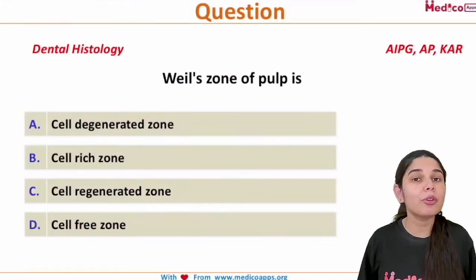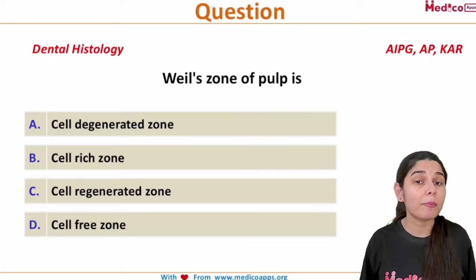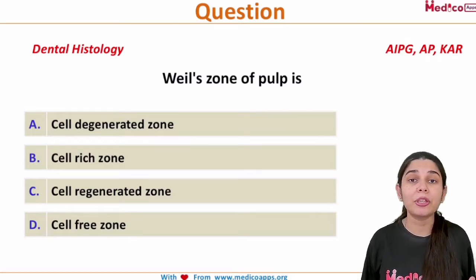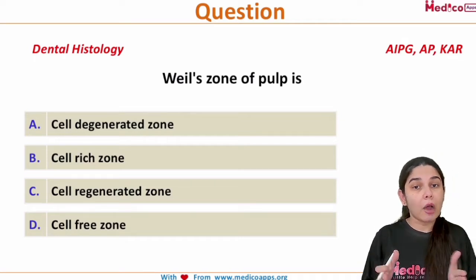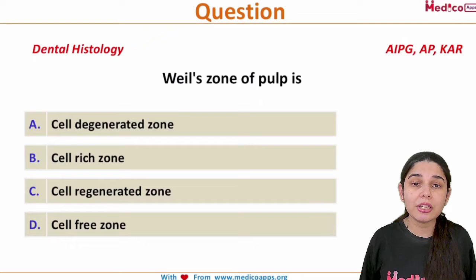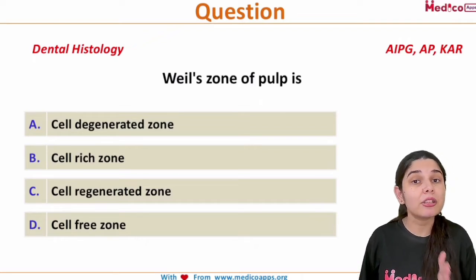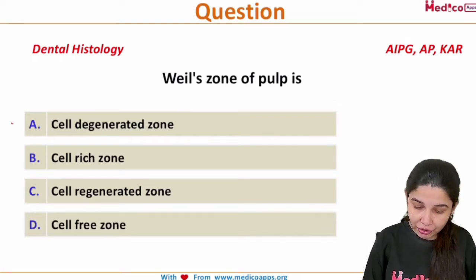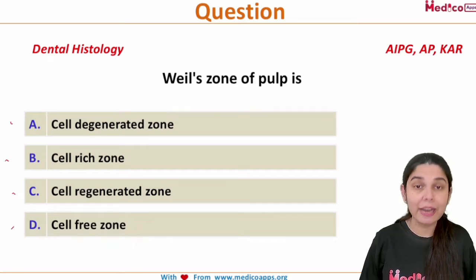So the MCQ here we are going to discuss is from the dental histology topic, and this question has been particularly asked in All India PG exam and also in the state PG examination. Now here the question asked is from the zone of pulp, and the question is Weil's zone of pulp is, and the options are cell degenerated zone, cell rich zone, cell regenerated zone, and cell free zone.